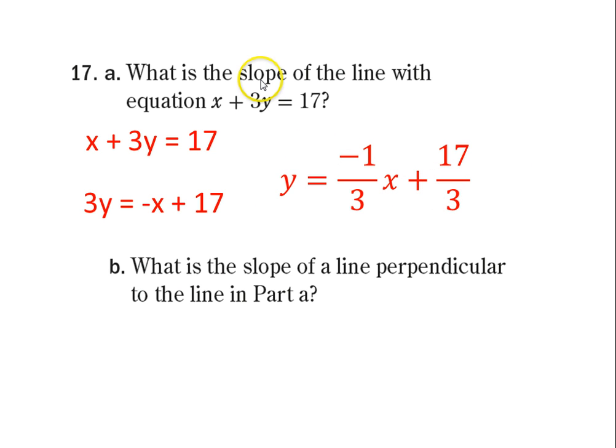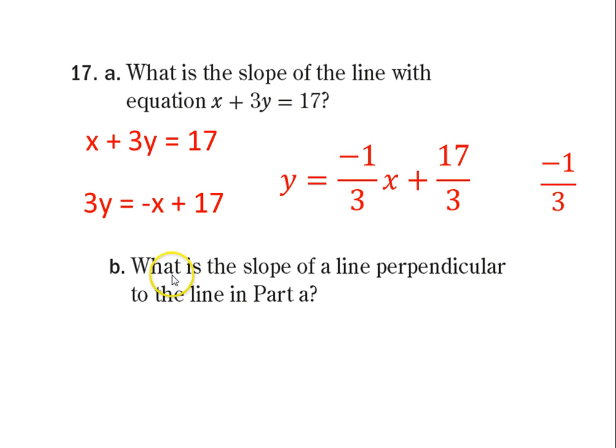But they just want to know what the slope is. If you look at this, and this is slope-intercept form, we can see that the slope of this equation is the coefficient of x, or the number that's in front of x. In this case, that number is negative 1/3. So the slope of this line is negative 1/3.